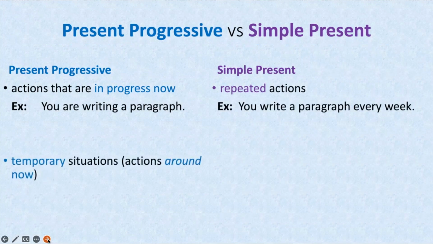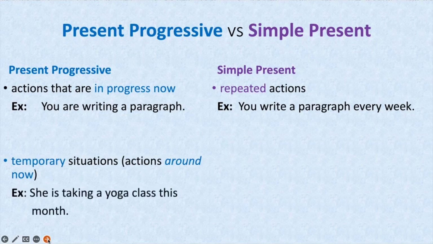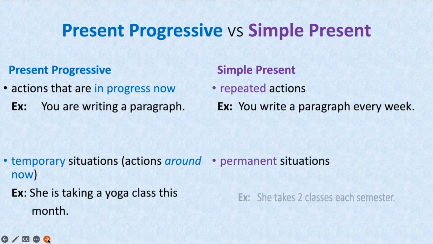Use present progressive for temporary situations in the present. Remember, these are actions around now. For example, she is taking a yoga class this month. Use simple present for permanent situations. For example, she takes 2 classes each semester.